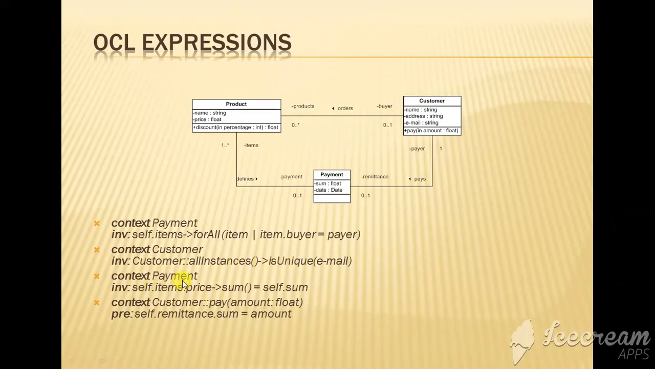Again with the context Payment, the invariant is self dot items dot price, and the sum should be over all the prices. With the context Customer, if you have a payment, then the amount has to be part of the customer class. So self dot remittance dot amount, and the summation of that will be there if the payment is part of the customer class. So these are the specifications, the expressions we can make along with this class diagram, so that there will not be any ambiguity.